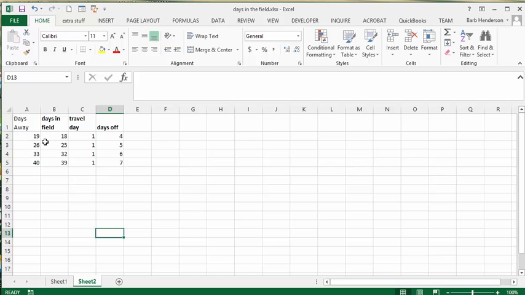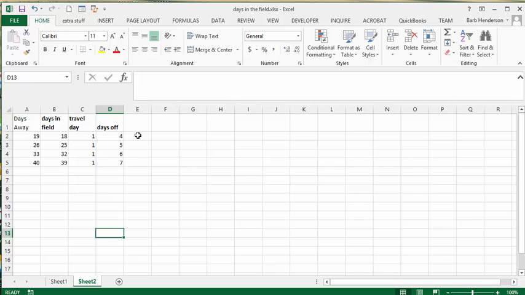So basically, it's the days away minus 1 day equals the days in the field, and then he's given this amount of days off. So what we're trying to do is figure out in between those two numbers of days, how many days he gets off.